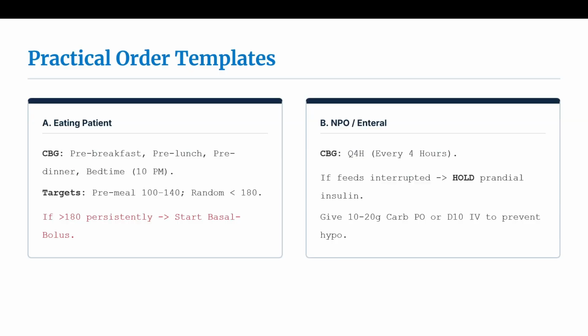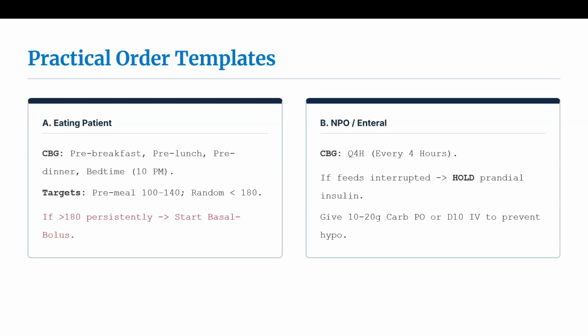So these are the practical order templates that you can write in the ward. In a patient who is eating well, you just ask to monitor pre-breakfast, pre-lunch, pre-dinner, and at bedtime, at 10 p.m. preferably. Targets: pre-meal is 100 to 140, random is less than 180. If it is more than 180 persistently, go for basal bolus therapy.